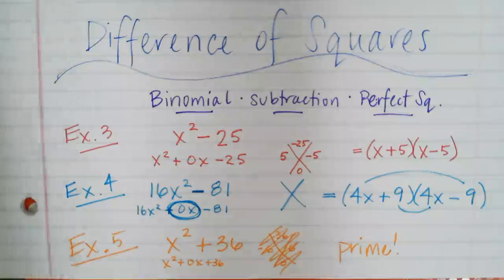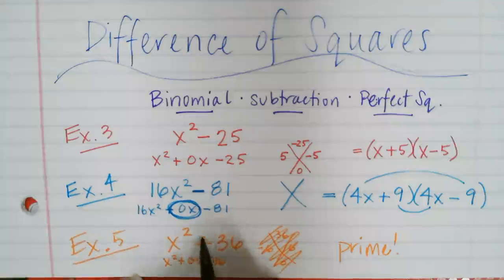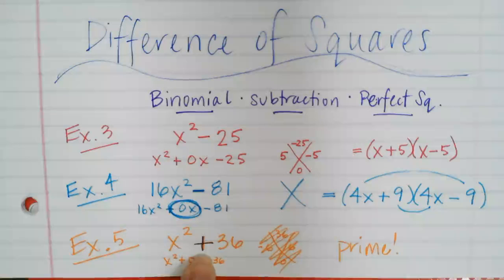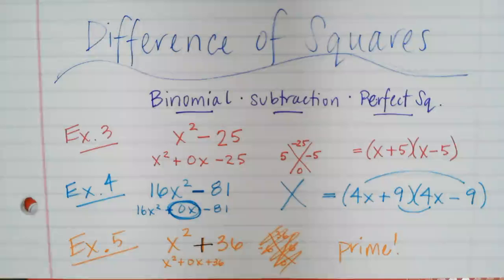The reason I knew from the beginning that it was a trick question was because this is not a difference of squares. This would be the sum of squares. And the sum of squares won't cancel out to be 0.